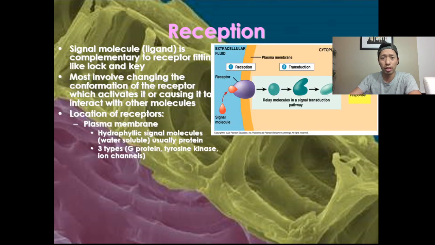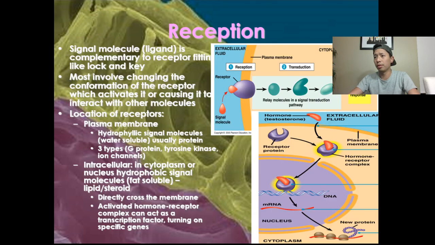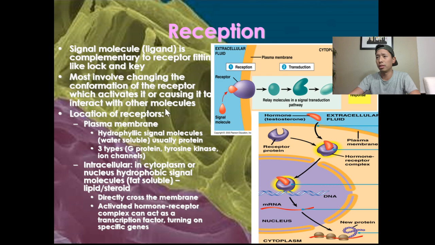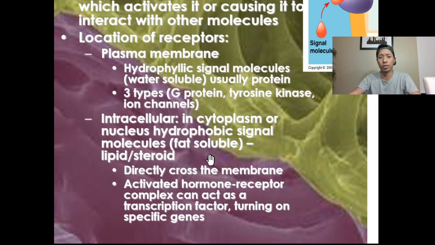Okay, just a little more about receptors. There's more than we need to know here. I'm really going to focus on this part right here. I've already discussed how the signal molecule is a complementary fit. But something I want to focus on is the location of the receptors right here. You can see that there are two groups or categories here. One is in the plasma membrane, and one is intracellular, which means it's on the inside. Okay, and these are the two places where receptors can be found.